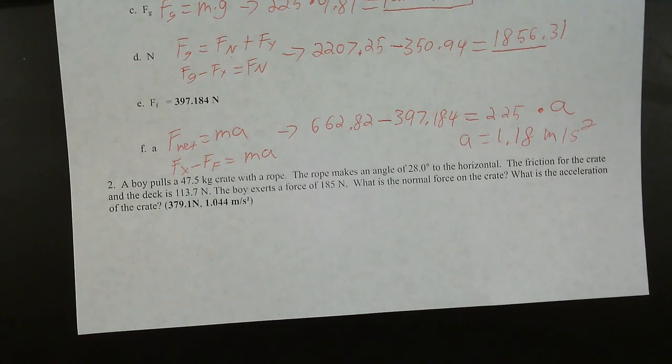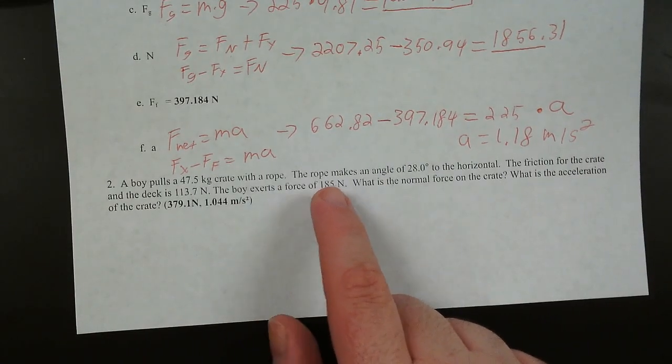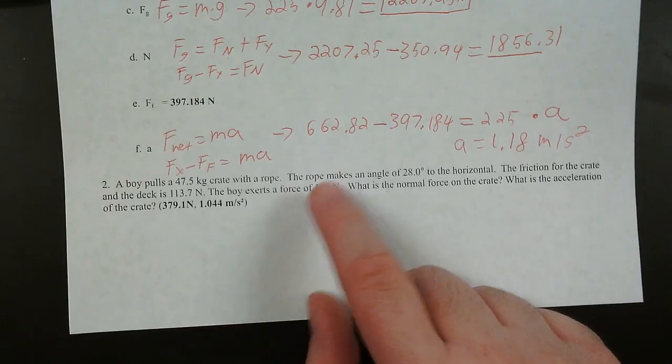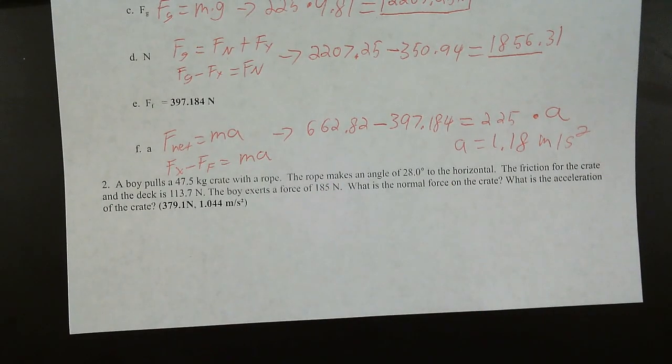So I have a boy pulling a crate with a rope. It's making an angle of 28 degrees to the horizontal, so it's going up. The friction of the deck on the crate is right there. He's exerting this kind of a force. Remember, this force is at an angle. I want to find a couple of things: the normal force on the crate, and then the acceleration of the crate.